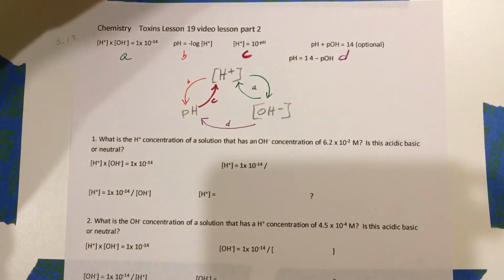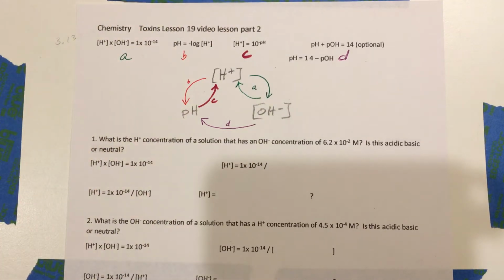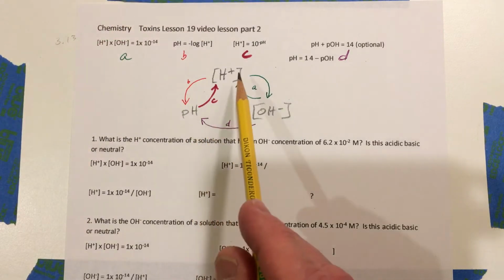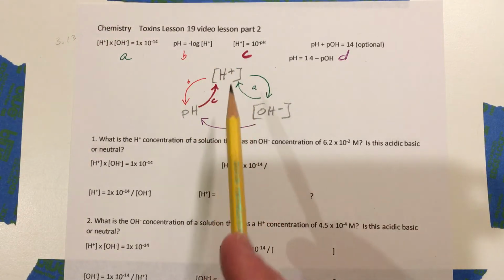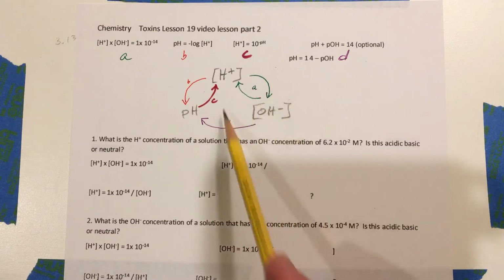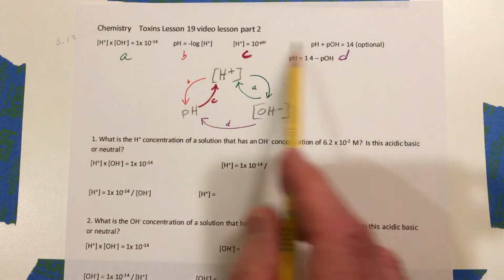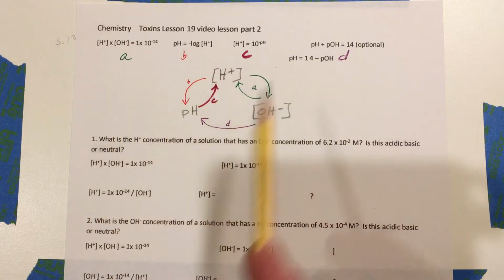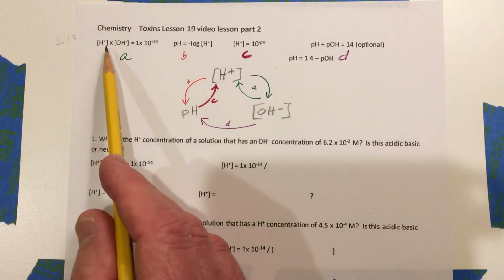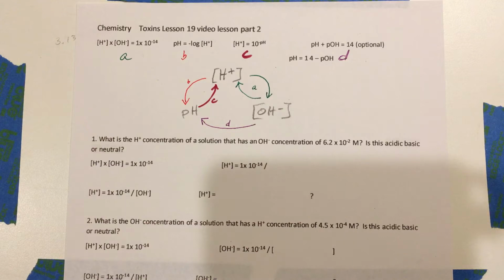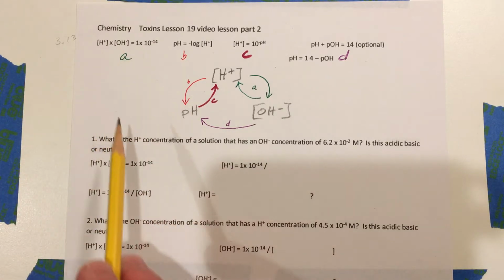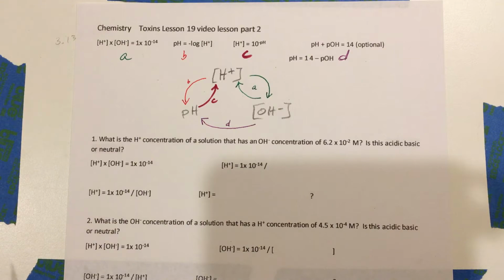Okay, students, this is part 2 of our Toxins lesson 19, and it's about pH, H plus concentration. Of course, that's what we get from acids, and the hydroxide, the OH minus, we get from bases. So the equations that you saw in the first lesson are still there right here. And the first one is the relationship between the H plus and the OH minus concentration. They always multiply out to 1 times 10 to the negative 14, those two numbers.